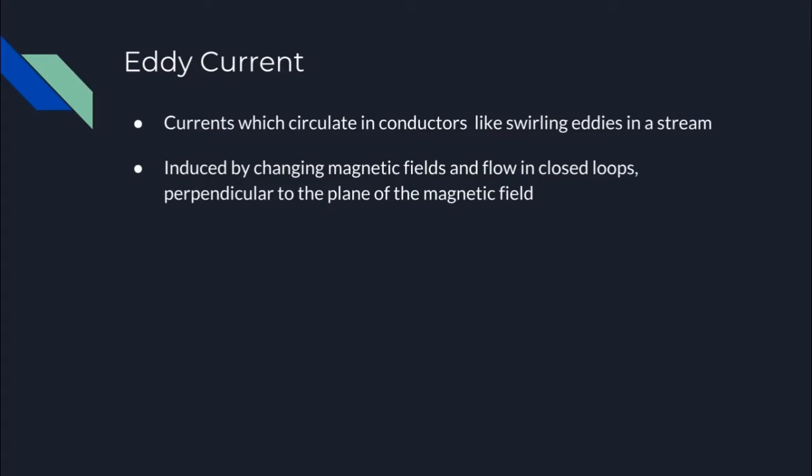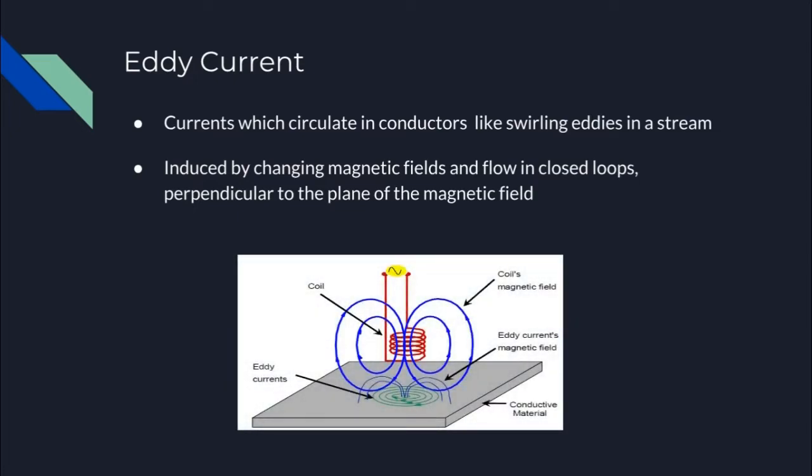Eddy currents are currents which circulate in conductors like swirling eddies in a stream. They are induced by changing magnetic fields and flow in closed loops, perpendicular to the plane of the magnetic field. They can be created when a conductor is moving through a magnetic field, or when the magnetic field surrounding a stationary conductor is varying. Anything which results in the conductor experiencing a change in the intensity or direction of a magnetic field can produce eddy currents.